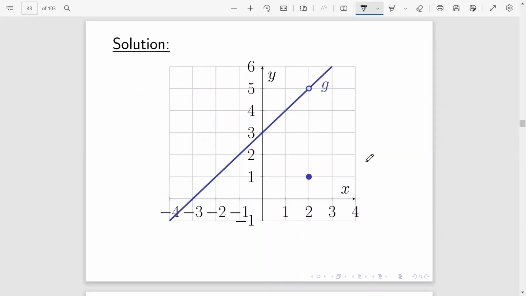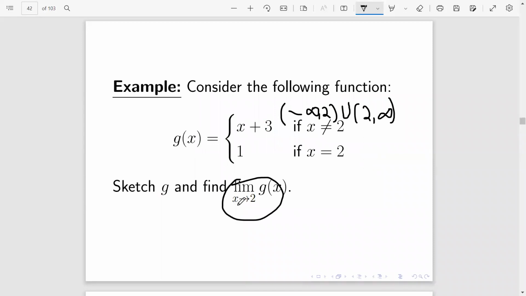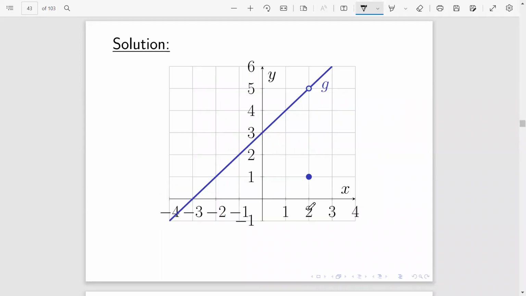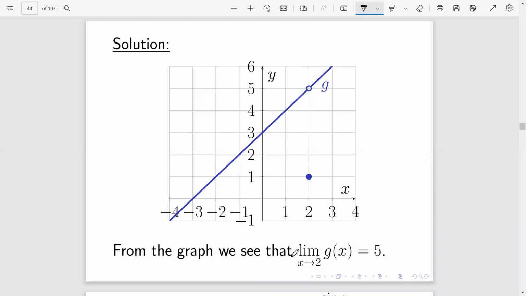Now we want to calculate the limit. What happens when x is approaching 2? We want to look at the values when x is approaching 2 from the left and from the right, and see what will be happening to the y values. As you can see from here, the y values are increasing. They're approaching 5, coming from the left. Looking at the x values that are greater than 2, meaning this part of the function, the y values are decreasing, they are also approaching 5. So for that, you can just say that the limit of g of x as x approaches 2 is equal to 5.